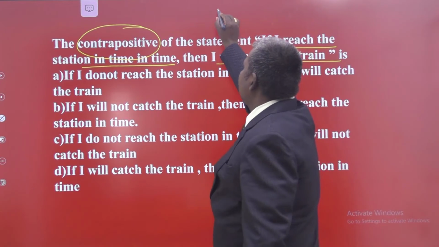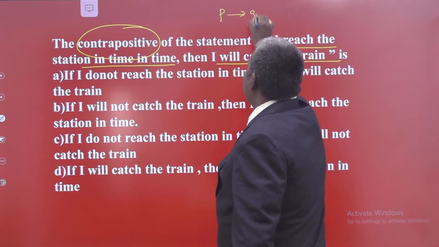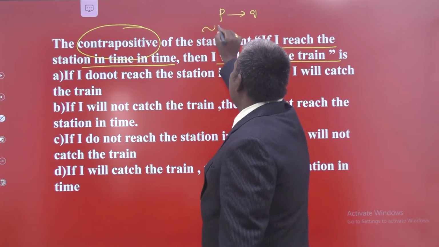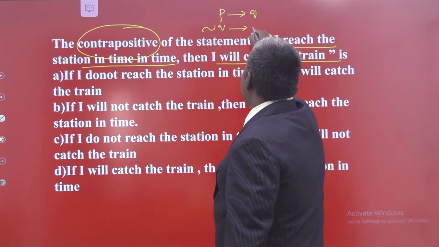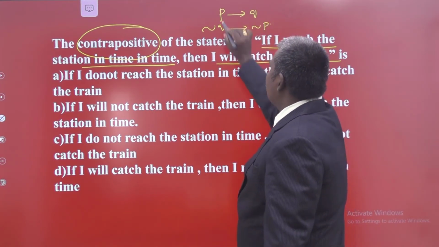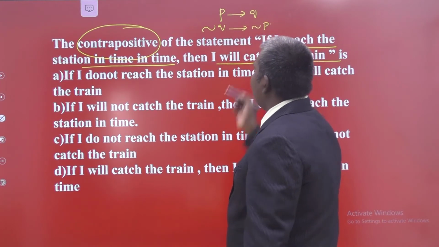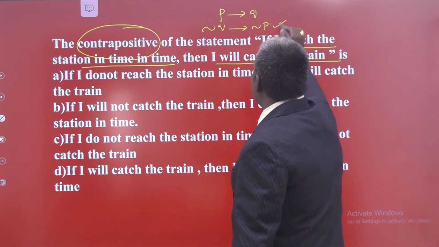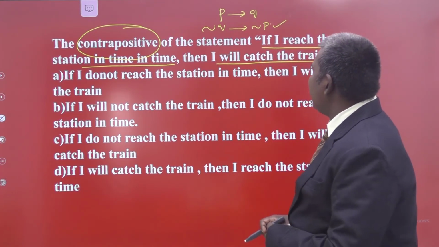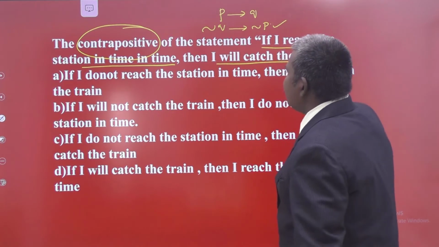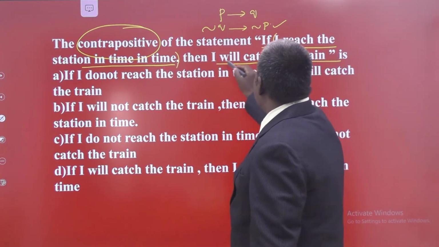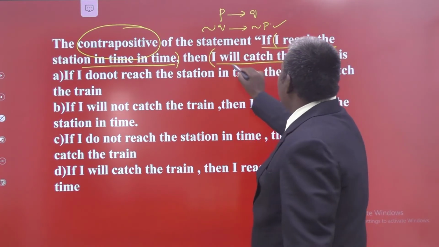What is the definition? P implies Q means if P then Q. Its contrapositive is negation of Q implies negation of P. The converse is Q implies P. The inverse is negation of P implies negation of Q. The contrapositive is negation of Q implies negation of P. Suppose I reach the station in time is my first statement, and I will catch the train is the second statement.